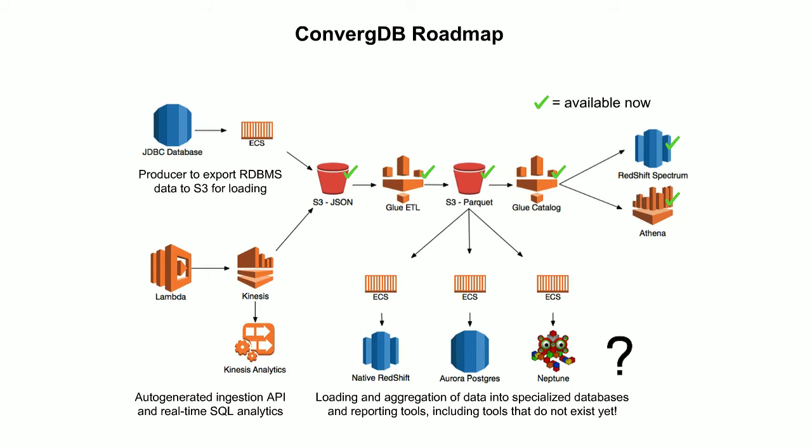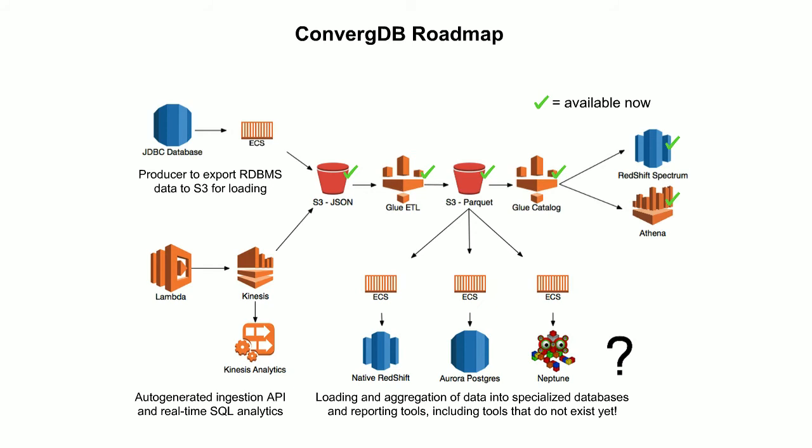So right now we support S3 JSON transformation with Glue ETL into an S3 Parquet format, exposing the data through a Glue catalog table, which you can access through Athena, Redshift Spectrum, and honestly any Elastic MapReduce applications such as Presto or Hive could also be used to access this data. So here's what we have now. On our roadmap, we have a lot of different plans.